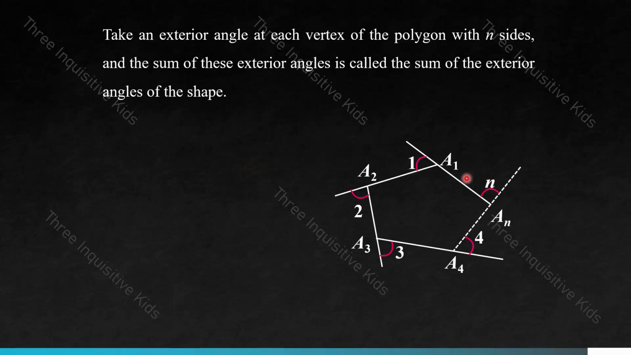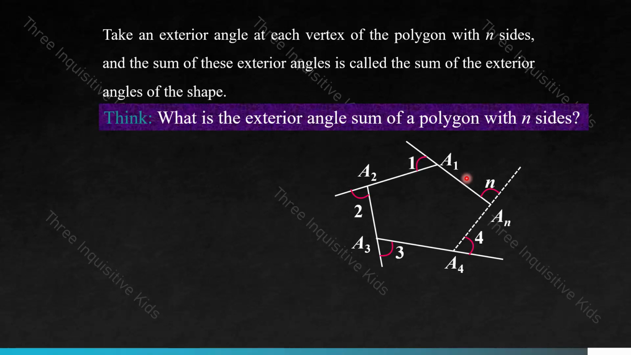Take an exterior angle at each vertex of the polygon with n sides, and the sum of these exterior angles is called the sum of the exterior angles of the shape. Think, what is the exterior angle sum of a polygon with n sides? Well, we can make a table and create our own formula, just like we did with the interior angle sum of polygons.